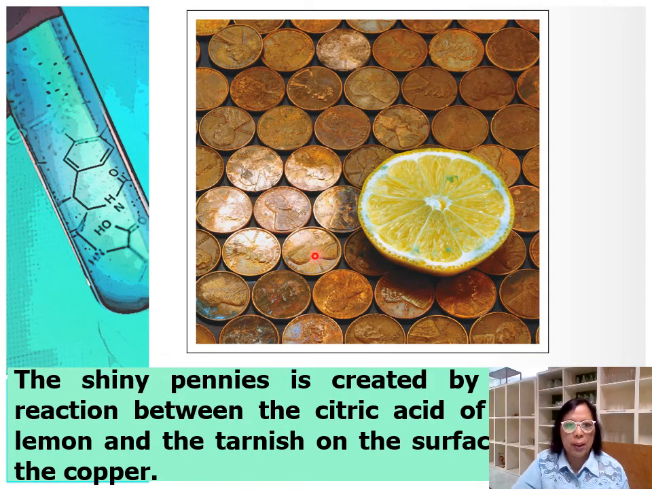You could see here some dirty pennies or dirty coins, and also some shiny coins or pennies. Now, the reason why these are more shiny as compared to the others is the reaction between a lemon, or in this case, a ripe calamansi, which contains the citric acid. So the tarnished area and the citric acid from the lemon brings out the lustrous or the shiny appearance of the penny.